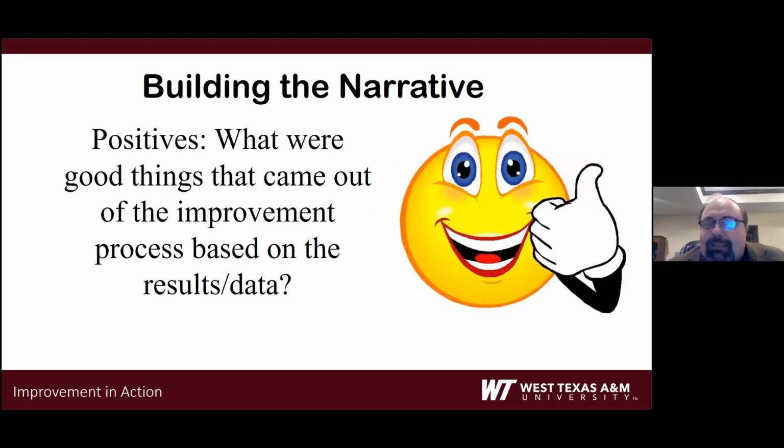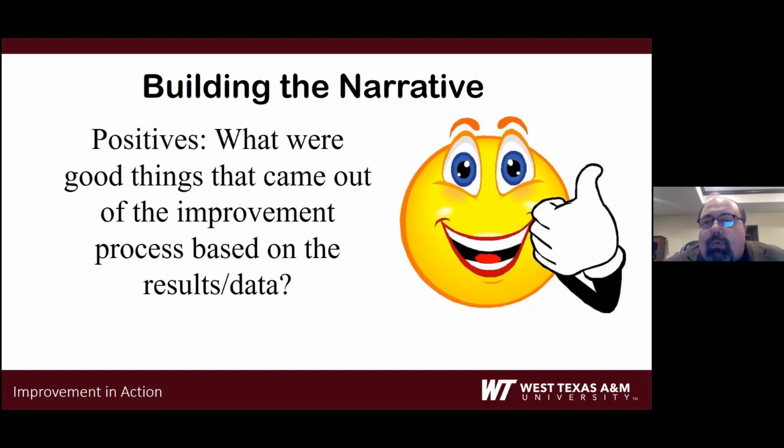Building the narrative in the positives, as far as positives go. What were good things that came out of the improvement process based on the results of the data that came out of your process? Of course, at this point, we've built our outcomes. We have measures. The positives are talking about what came from those measures. And you're going to talk about the good things.